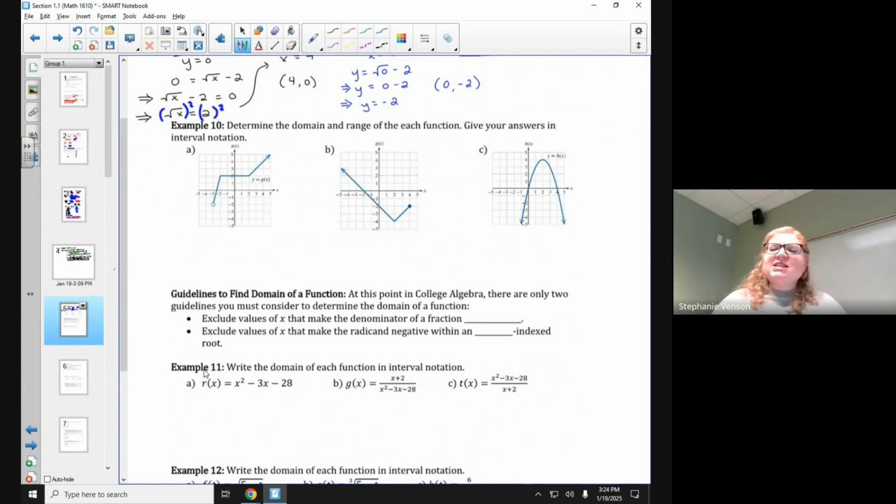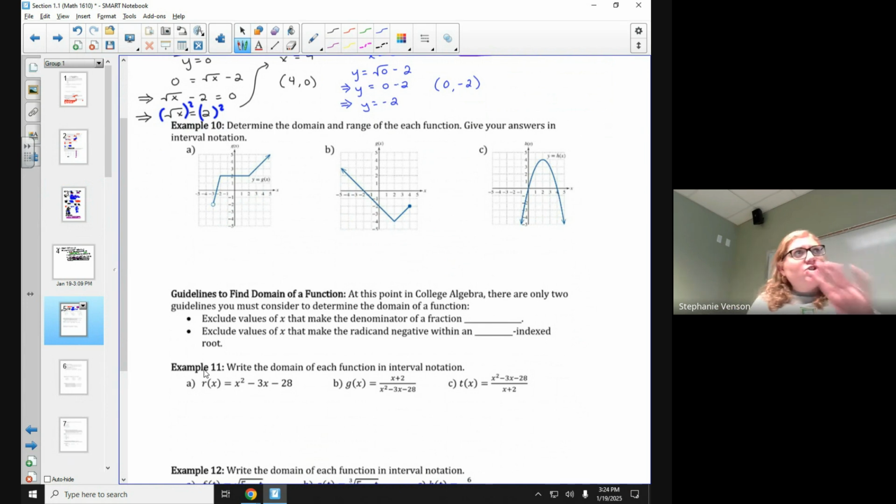So we've already discussed that the domain is the set of all x's, which the x-axis runs from left to right. So if I'm looking at a graph and I'm asked for the set of all x's, I'm looking from left to right. Range is the set of all y's. Well, the y-axis is vertical. So I'm not looking left to right when I'm looking for range, I'm looking up and down.